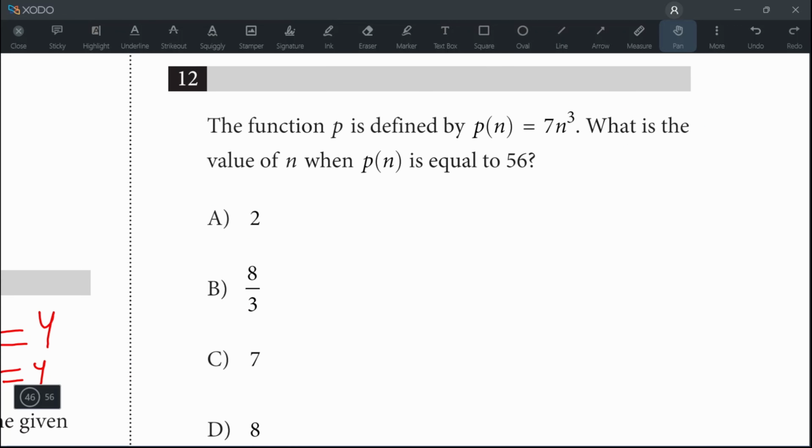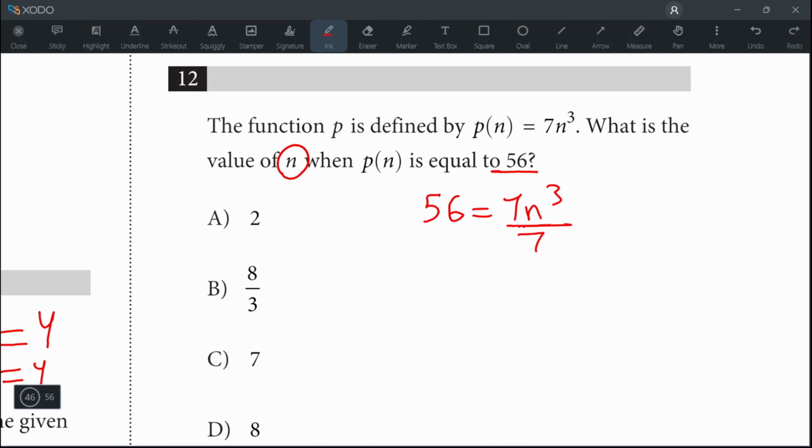Question number 12. The function p is defined by p of n equal to 7n to the power of 3. What is the value of n when p of n is equal to 56? So here we are given the values of y, and we are asked to find the values of x, or the values of n in this case. So 56 is equal to 7n to the power of 3. Now all we're going to do is solve for n.